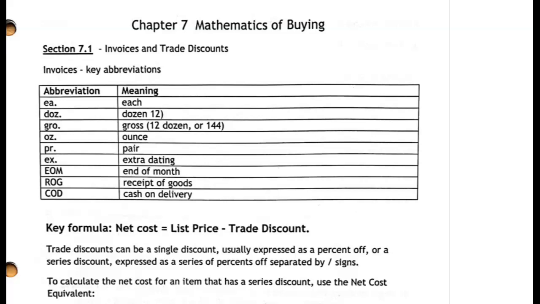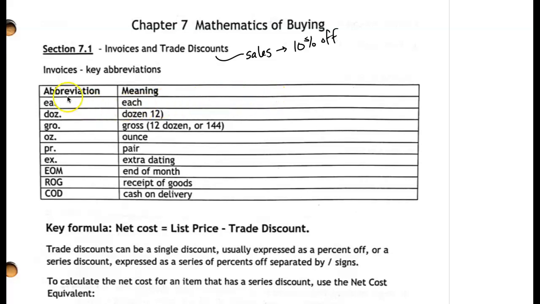Section 7.1 talks about invoices and trade discounts. You can think of trade discounts like sales. Okay? You might see something that's 10% off or 25% off, and then you want to figure out how much you would spend for the sale price.